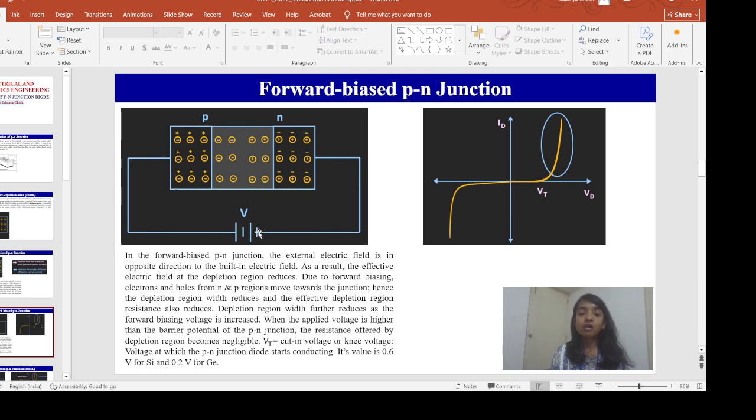Now, when we draw this depletion region in the forward bias situation, we should keep the width low, because the electric fields are in opposite directions. In this region the electric field is right to left, and for this battery it is left to right. Due to these opposing electric fields, the effective electric field in this region reduces and the depletion region width reduces. If we keep increasing this voltage, this width will get reduced. So in a forward biased PN junction, we must keep the width of the depletion region less.